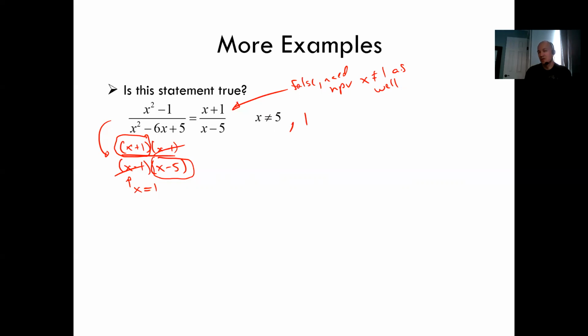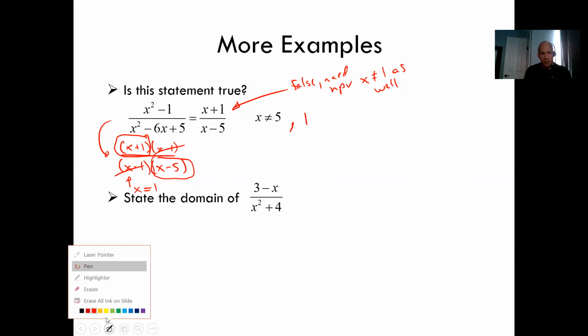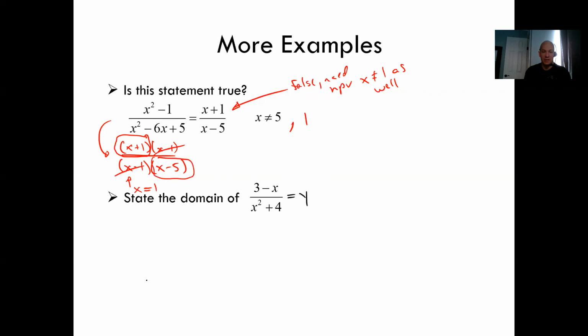Most questions of this nature will be testing you on whether you are getting all of the non-permissible values or not. Okay, and then finally this one here, state the domain of. This should actually say y equals 3 minus x over x squared plus 4. The reason I chose this example is it was just a little bit of a different way to ask the exact same question. So state the domain of.